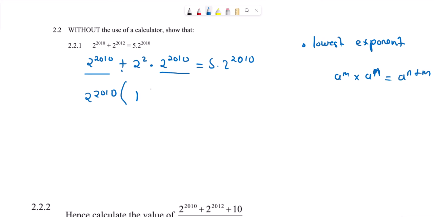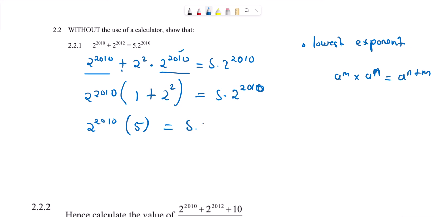2010 is 1, plus here we take this out, that will be 2 squared, that will be 5 times 2 to the 2010. This is going to be a problem. So that will be 2 to the 2010 times (1 plus 2 squared), which is 5, because 2 squared is 4 plus 1 is 5. That is the same as 5 times 2 to the 2010.